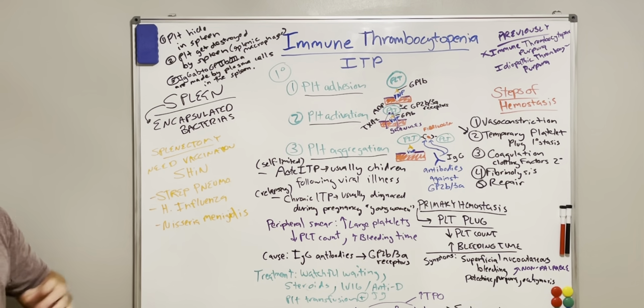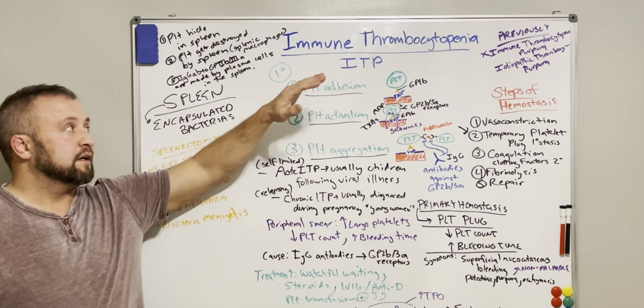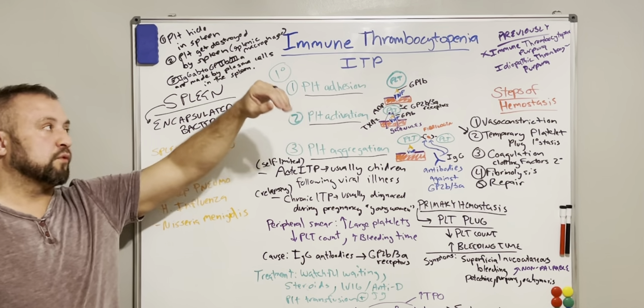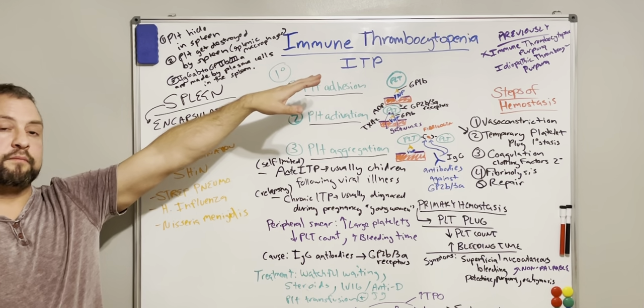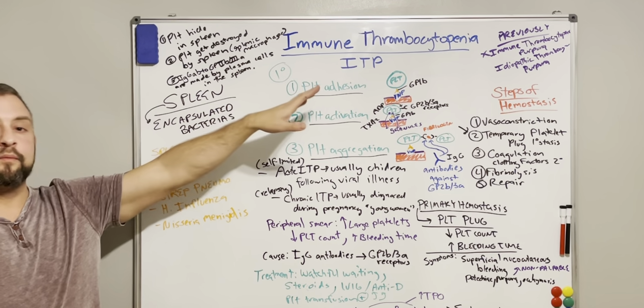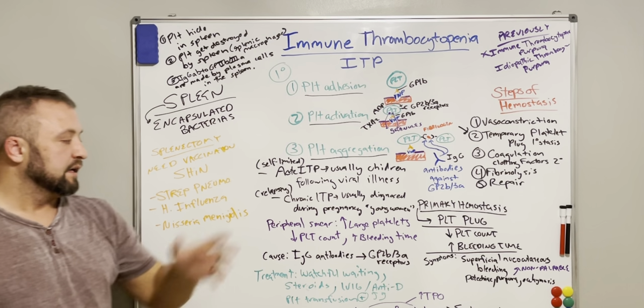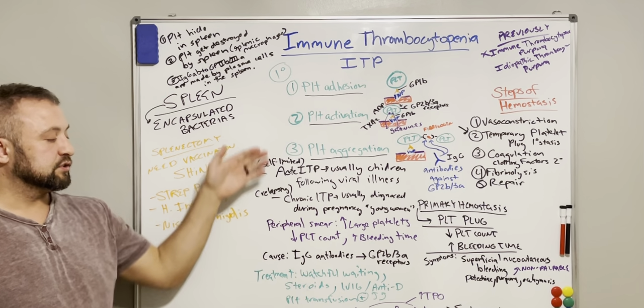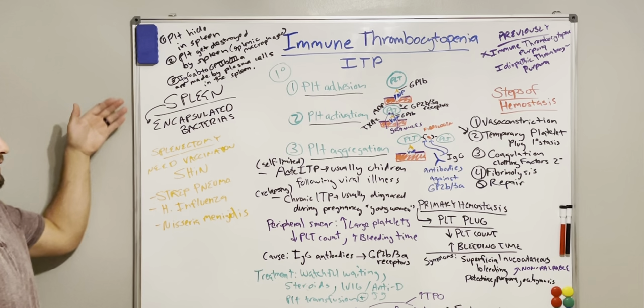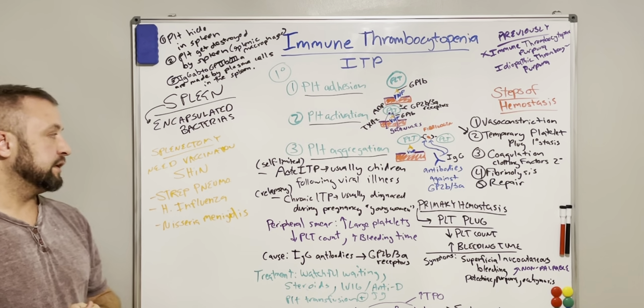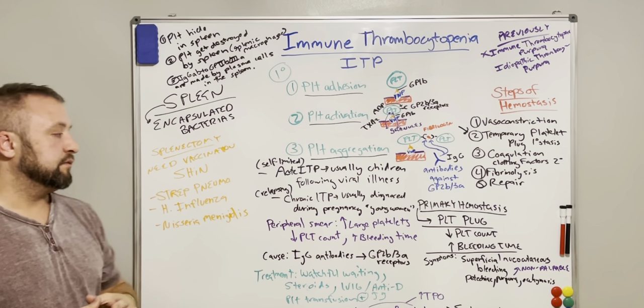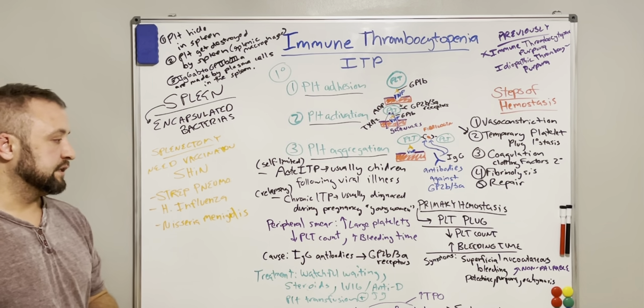So again, this is ITP, immune thrombocytopenia, formerly known as immune thrombocytopenic purpura or idiopathic thrombocytopenic purpura. This is how it works. These are the treatments we use, and this is why we use those treatments, and why we need to vaccinate if someone's getting ready to get a splenectomy.